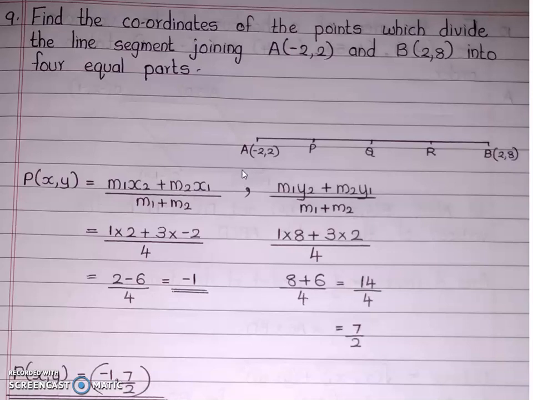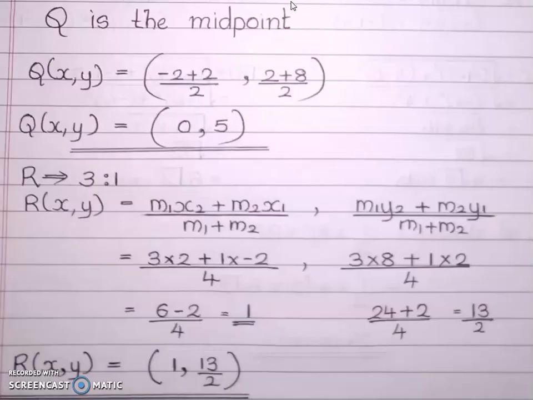So now you will substitute these values to get the coordinates of point P, the coordinates of point Q and the coordinates of point R. I told you here M1 and M2. For point P, M1 is 1, M2 is 3. Okay, you will get the coordinates of point P as (-1, 7/2). Now, using midpoint formula, you will get the coordinates of the point Q as (0, 5).